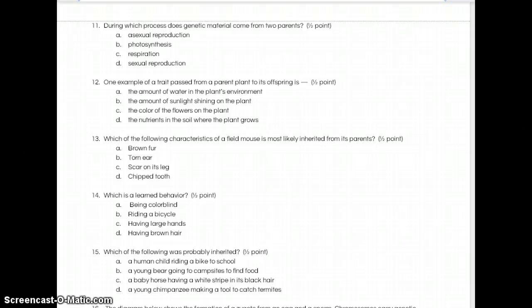Number 13. Which of the following characteristics of a field mouse is most likely inherited from its parents? A. Brown fur, B. Torn ear, C. Scar on its leg, D. Chipped tooth.